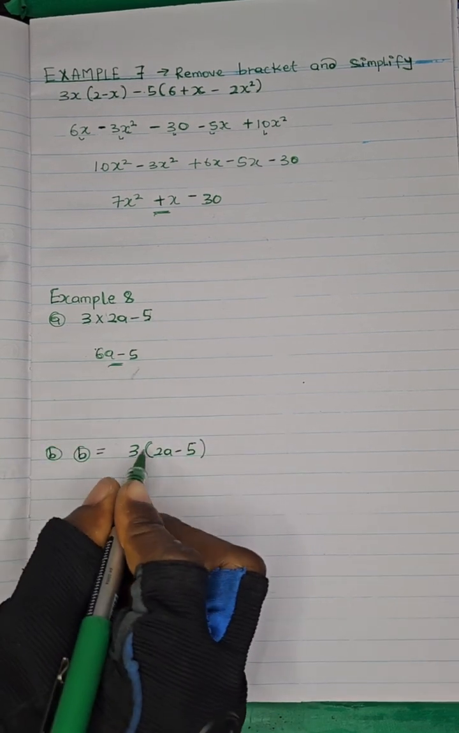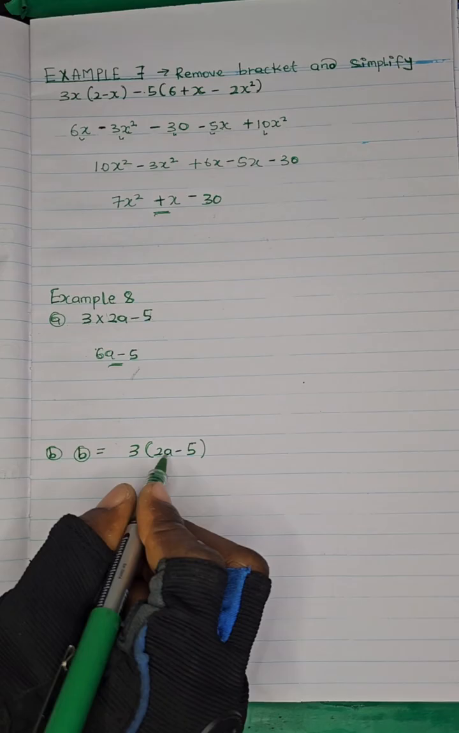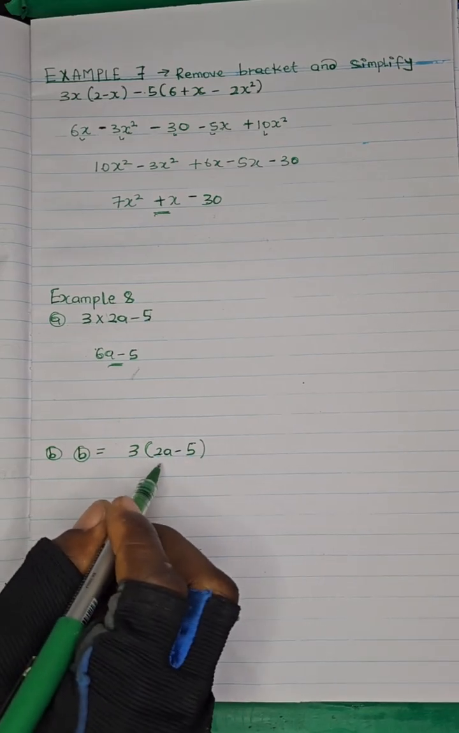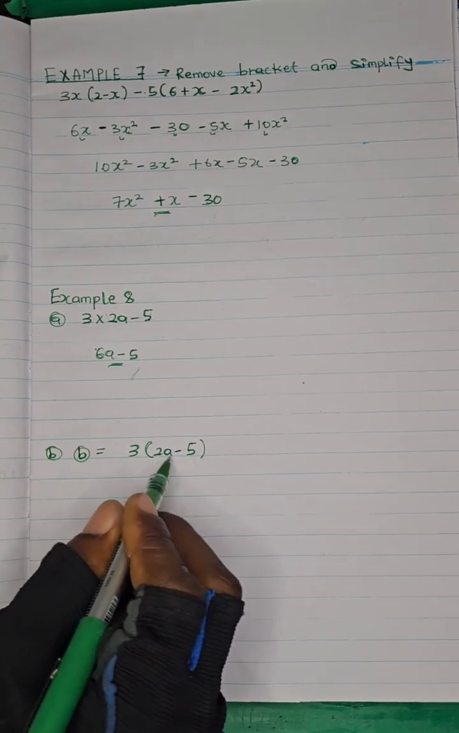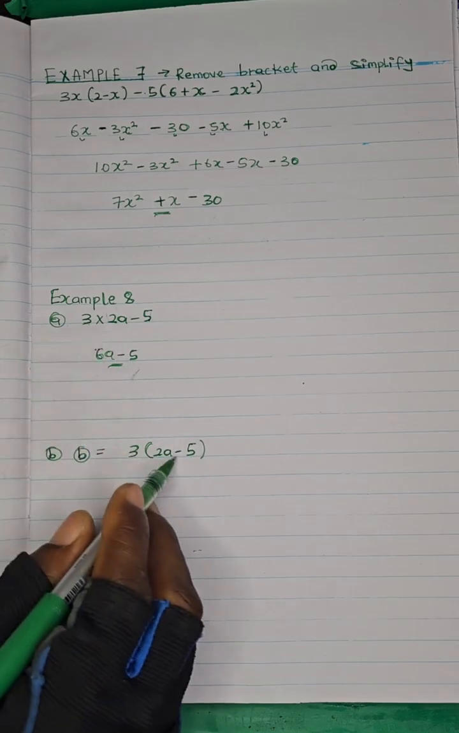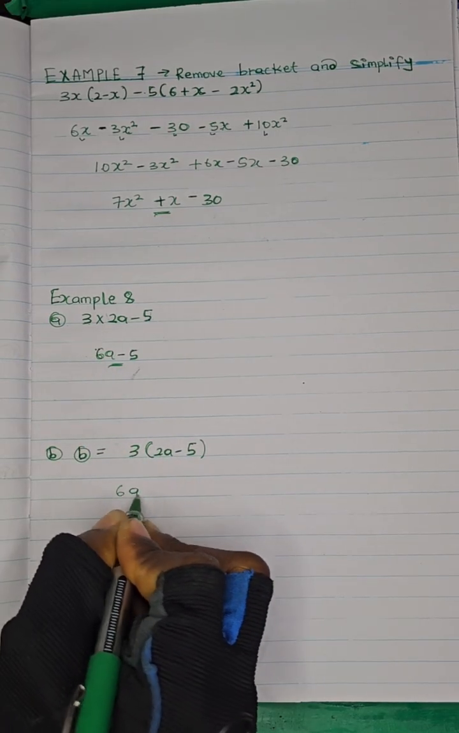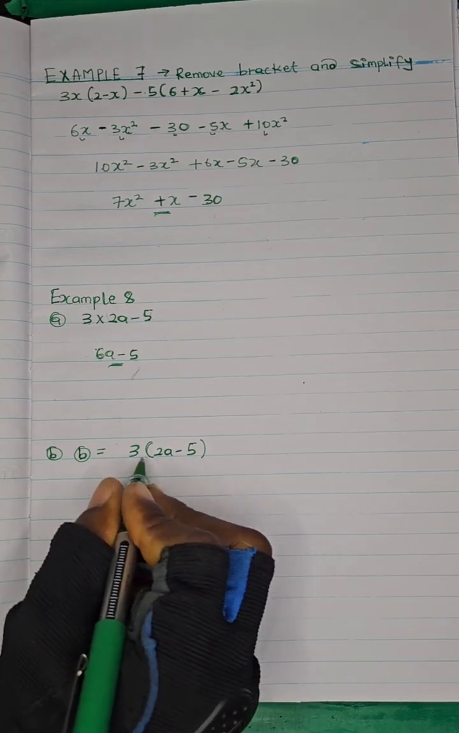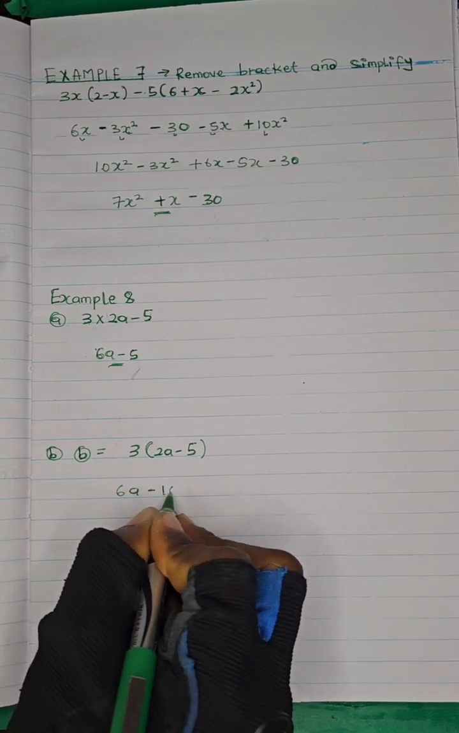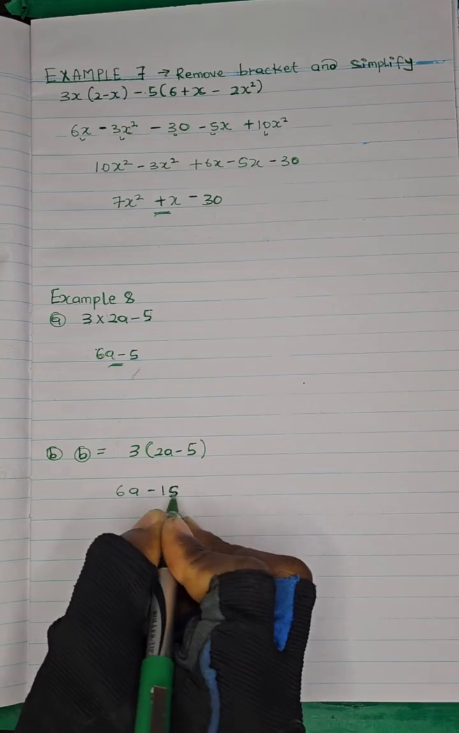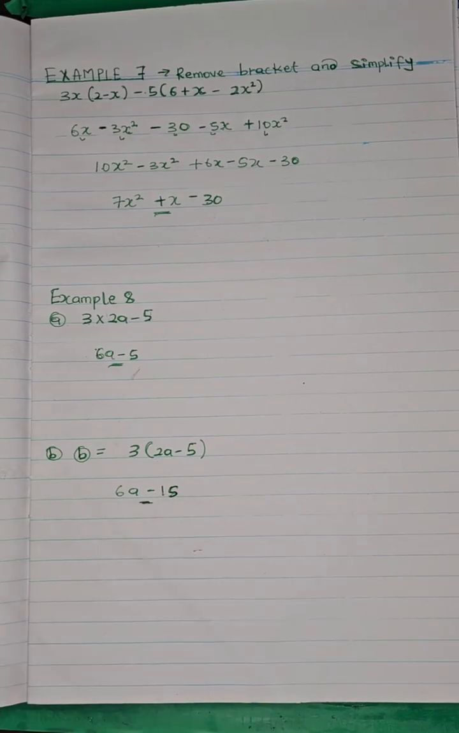Come to this one. 3 into bracket 2a minus 5. Now in this case you have a bracket, so it means the 3 is multiplying everything. Hope you are getting the difference. So simply this will give you 3 times 2a will give you 6a minus 3 times 5 will give you 15. Sorry, not 3 times 15. So this is our answer.